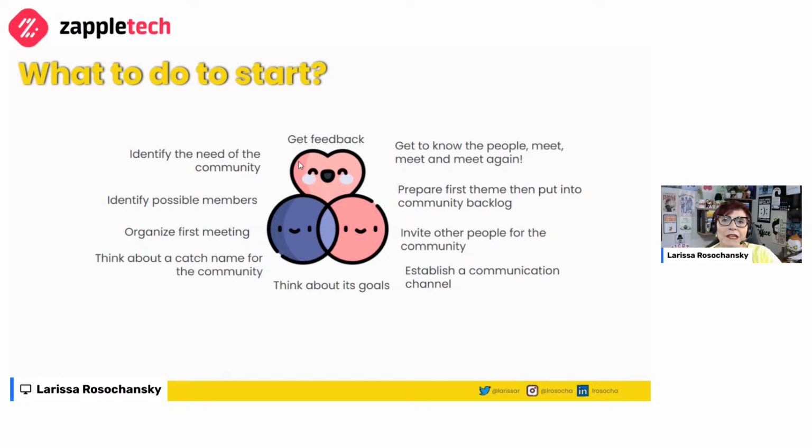Invite other people to the community. Spread it by word of mouth, publicly. Bring the community to everyone. So make it possible for everyone, invite everyone. The community is for everyone, not only for one administrator. Everyone is part of the community and everyone runs the community itself. Prepare the first topic for the community to run, then put the next ones into a community backlog. So prepare the first topic and have some topics for the next meetings as the backlog, and have this in hand, and get to know the people that will be part of the community, their issues, what is going on, and meet again. Community is all about the people.